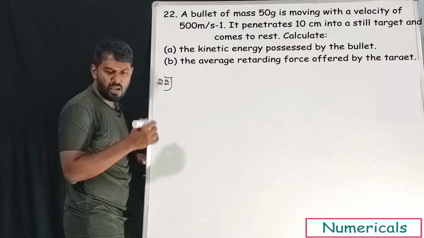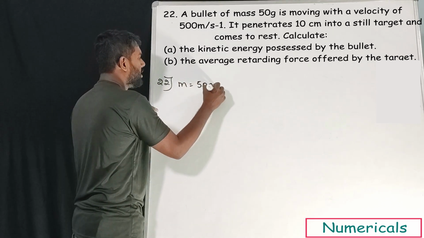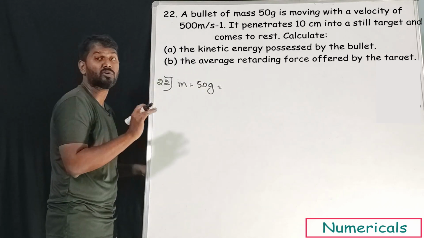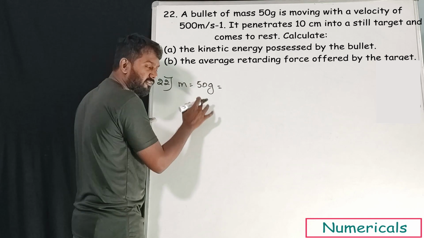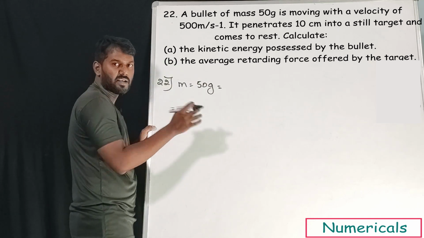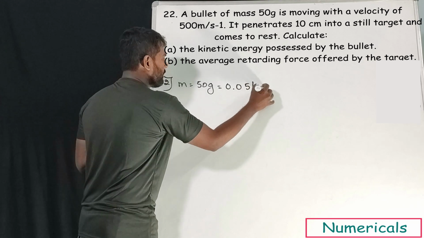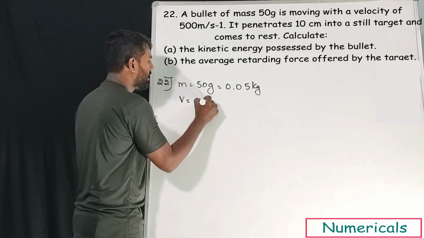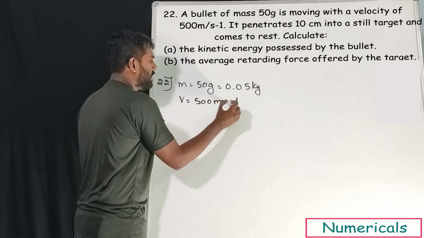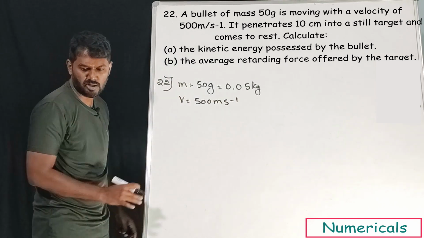Okay, what are the given data? Mass of the bullet, that is 50 gram. See, this is not in SI unit. We have to convert into SI unit before substituting the values. So 50 divided by 1000, we will get the answer in terms of kg. That will be 0.05 kg. Okay, next. Velocity is given, that is 500 meter per second. So meter per second is the SI unit of velocity. No need to convert into any SI units.